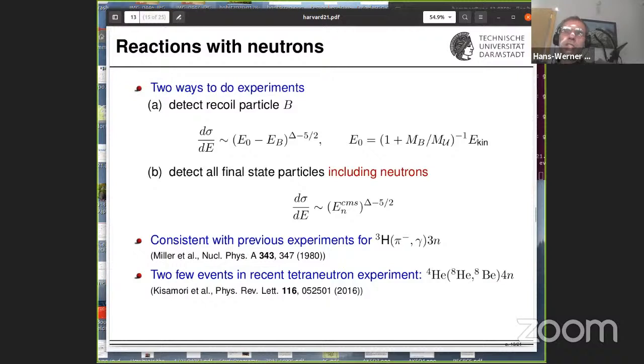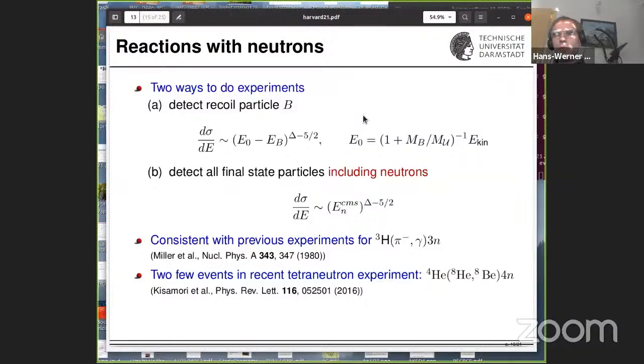If you detect the recoil particle, take into account the formula from the previous transparency, you assume that the energy dependence of this primary reaction matrix element is very small in the energy region of relevance. Now, this is a reasonable assumption because we assume it's a high energy reaction that is effectively local. Then this differential cross section behaves like E0 minus EV. So this is the maximum recoil energy of this B particle minus the actual energy. And the power is determined by the scaling dimension of this un-nucleus minus 5/2. That's one way of doing it.